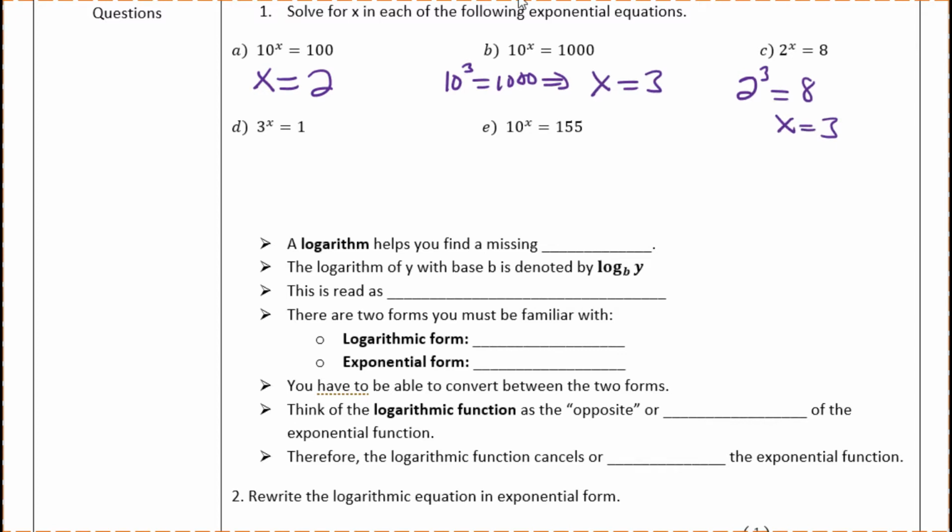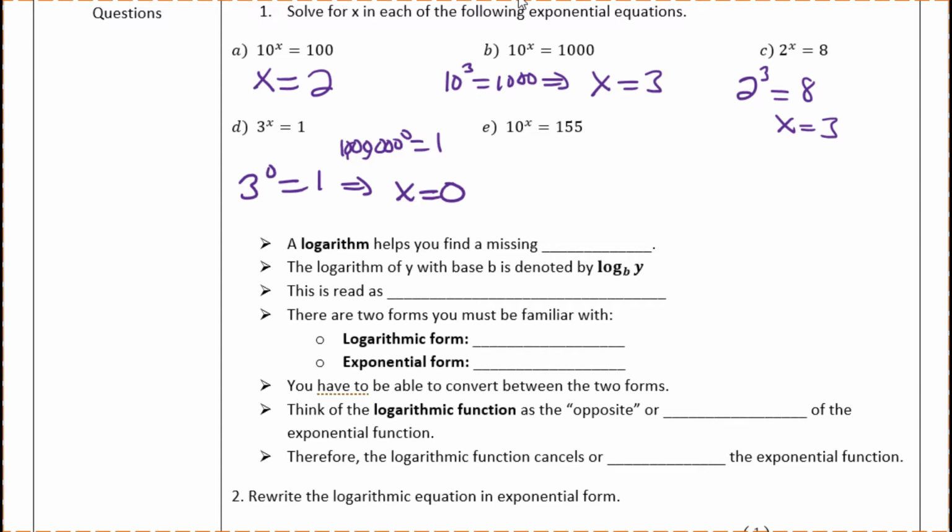For part D, 3 to what power gives you 1? So remember that anything to the 0 power gives you 1. It doesn't matter if it's a million to the 0 power, it will always give you 1. The only number that doesn't really work out for is 0 to the 0 power, but everything else works out where you get 1. So we know that 3 to the 0 power is 1, so x has to be 0. Alright, so far, if you're okay with your exponents, this should be pretty straightforward.